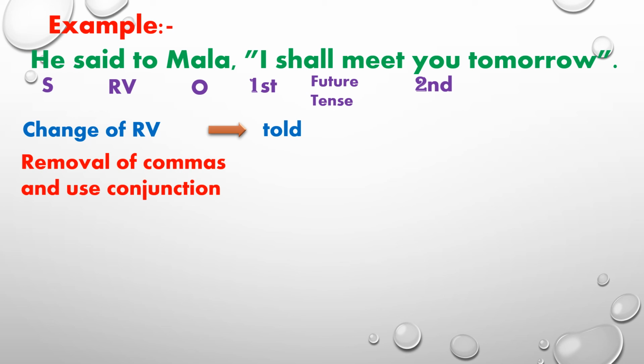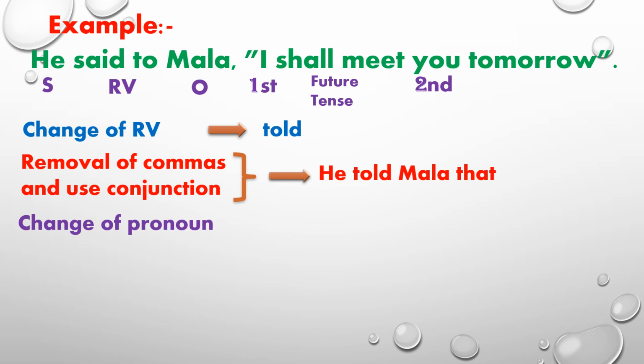Third step, removal of commas and use of conjunction. Remove the quotation marks in the statement. Use the conjunction that. So, he told Mala that. Fourth step, change of pronoun. I is the first person. He is the subject, so I will convert it to he. You is the second person and the object is Mala, so you will convert it to her.